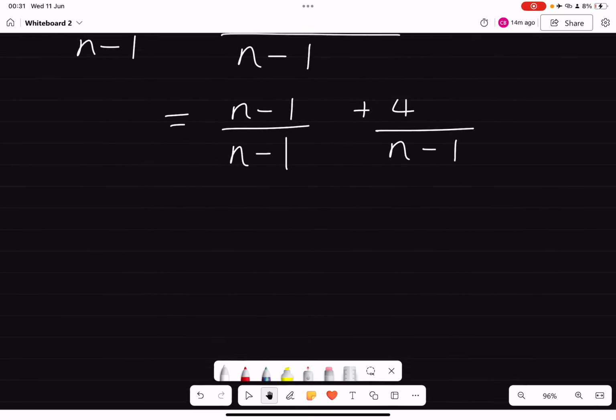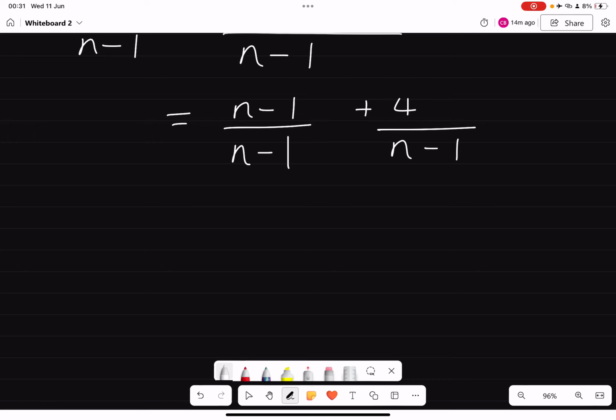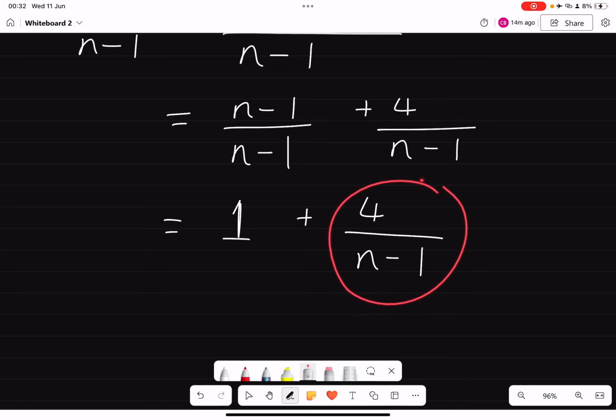I've just split the denominator. So this cancels to give 1 plus 4 over n minus 1. And now we're going to use the fact that I've introduced. We know that 1 is an integer. So if this is an integer, we are going to have a total of an integer. All right. So I need to know how many n values I can input here so that I can have an integer.